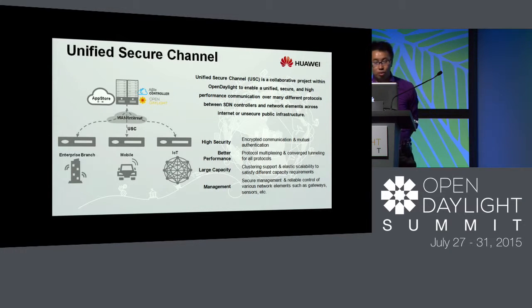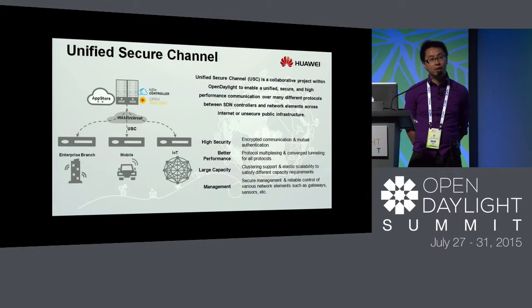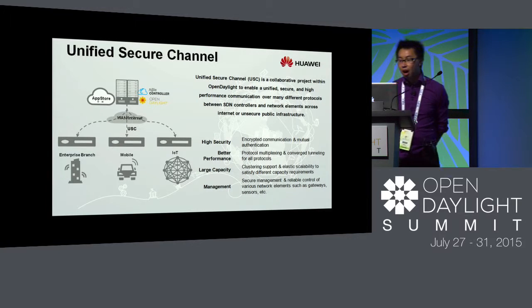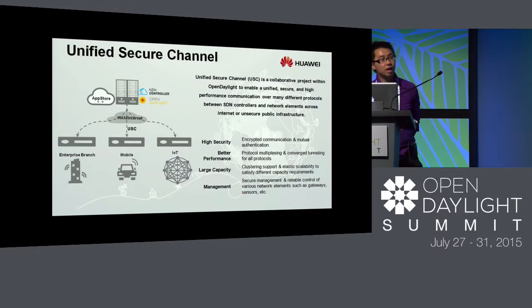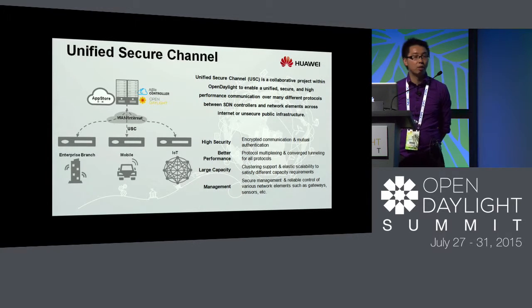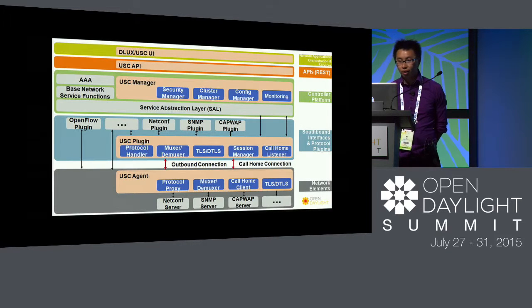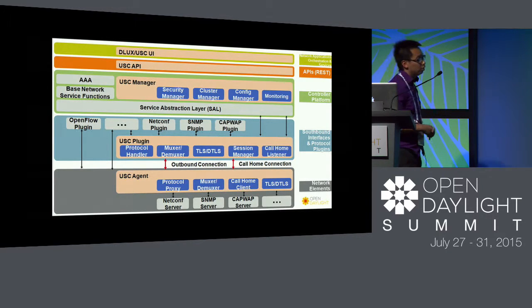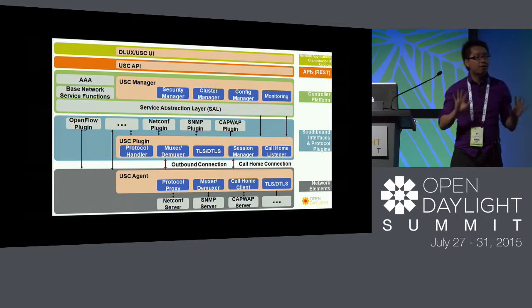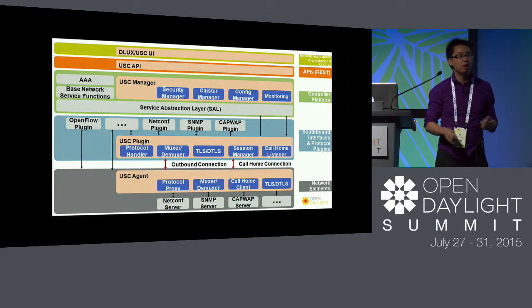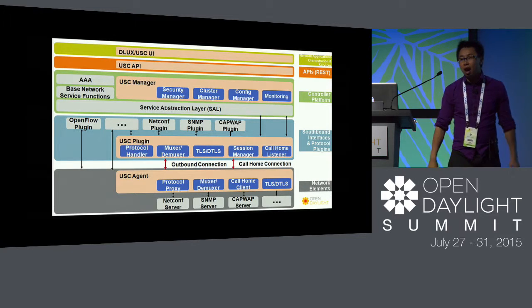We also want to support large capacity by supporting southbound clustering, and I'll get into southbound clustering later. And also elastic scalability to satisfy different capacity requirements. Okay, so this is the architecture for USC. There are 5 main components to it: the agent, the plugin, the manager, the API, and the UI.